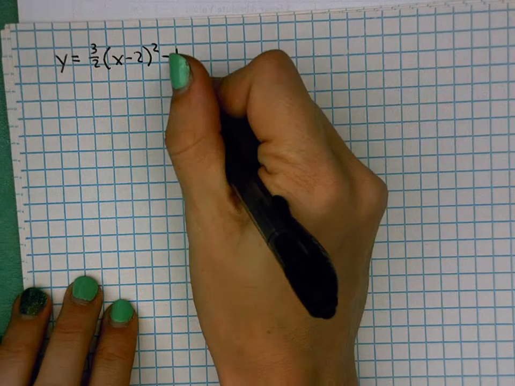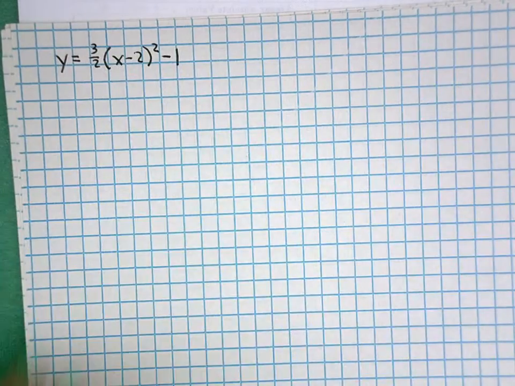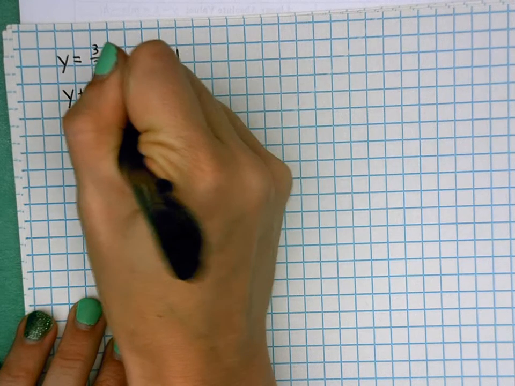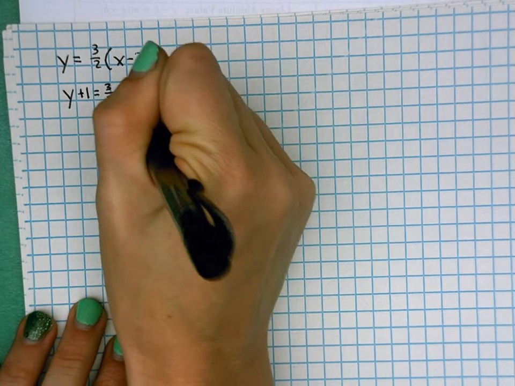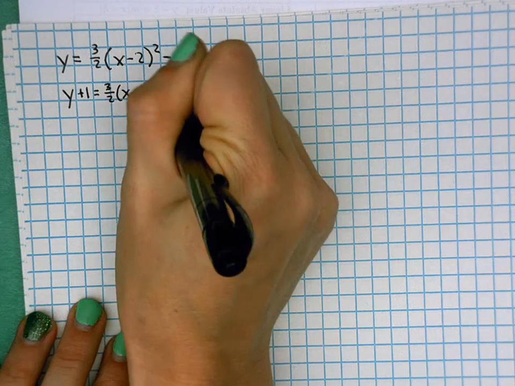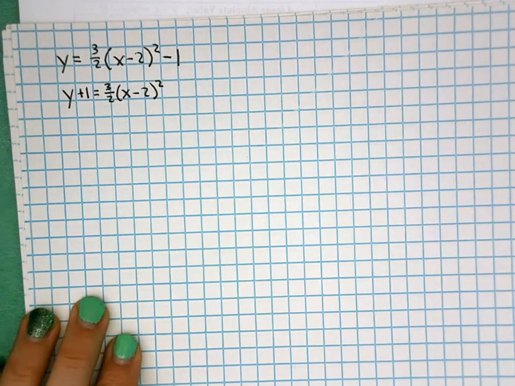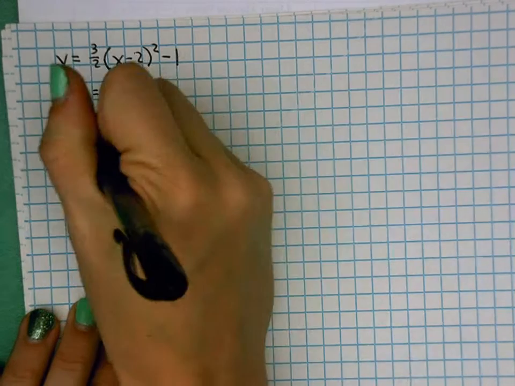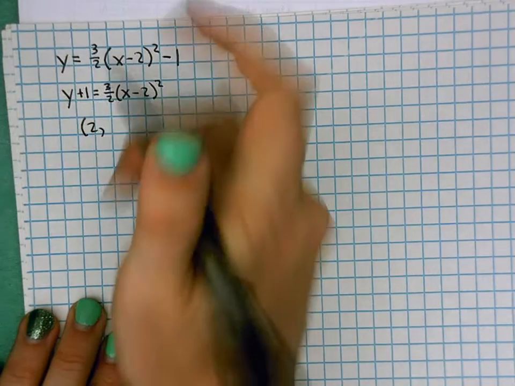To graph this one, we need to turn it into our descriptive form. So let's add this 1 to the other side. Y plus 1 equals 3/2 times the quantity of x minus 2 squared. Pulling out my HK, my vertex. My x is going to be positive 2. My y is going to be -1.